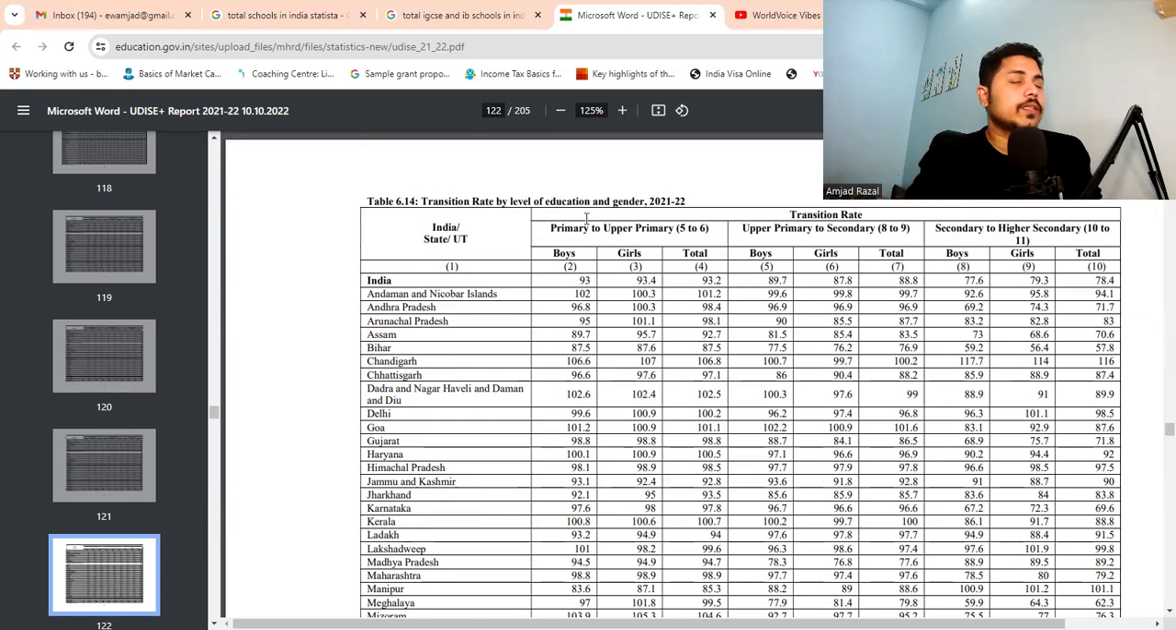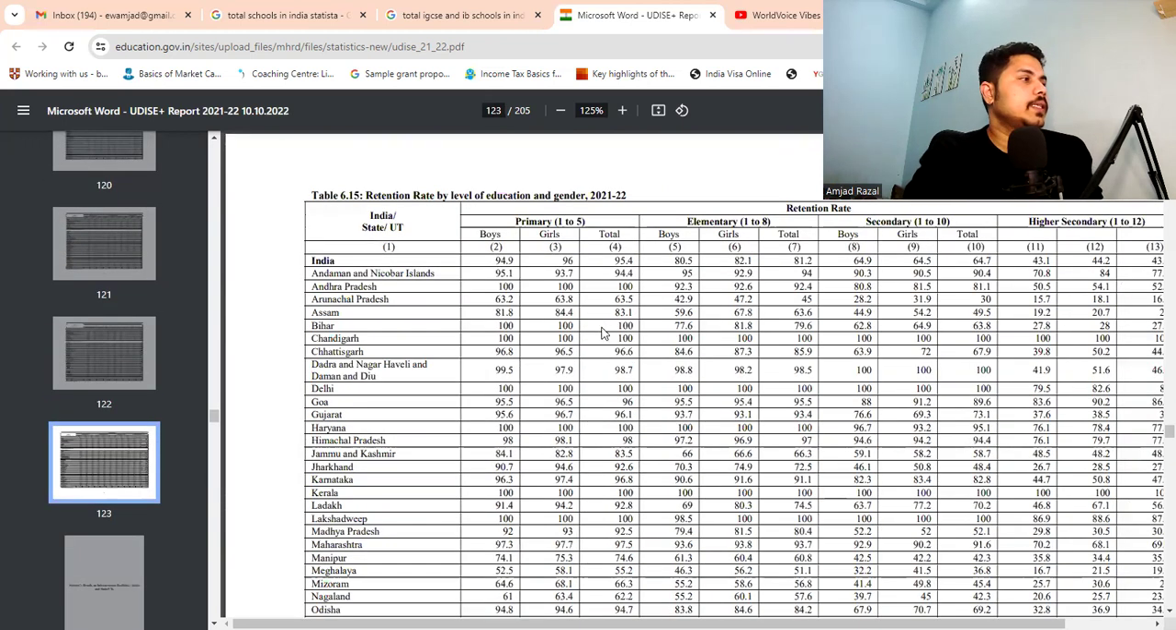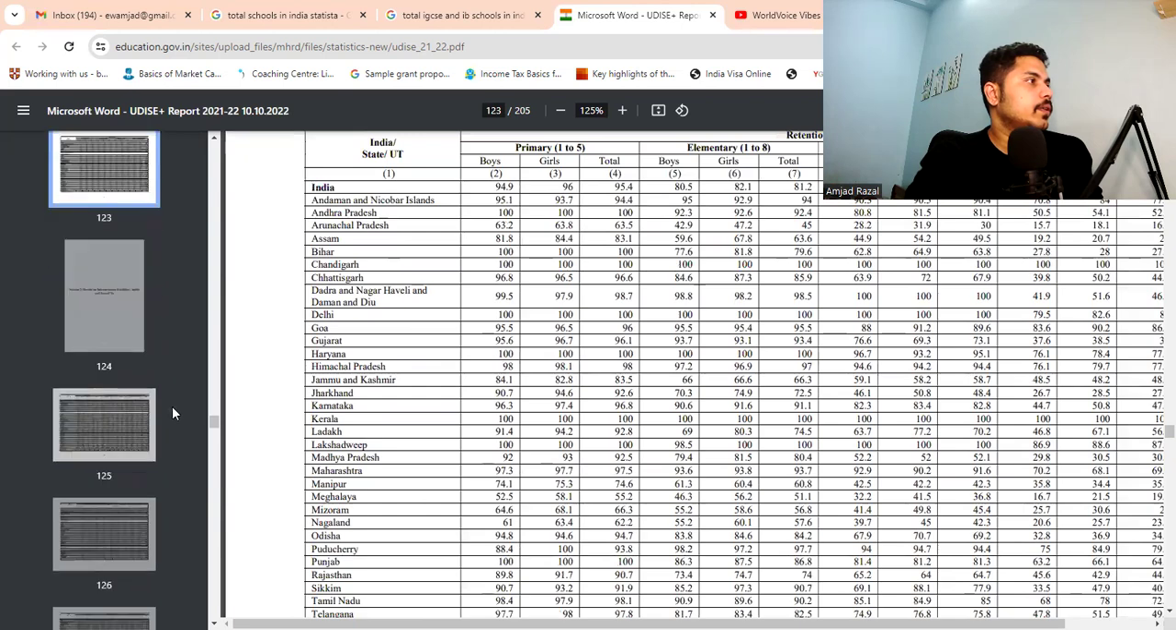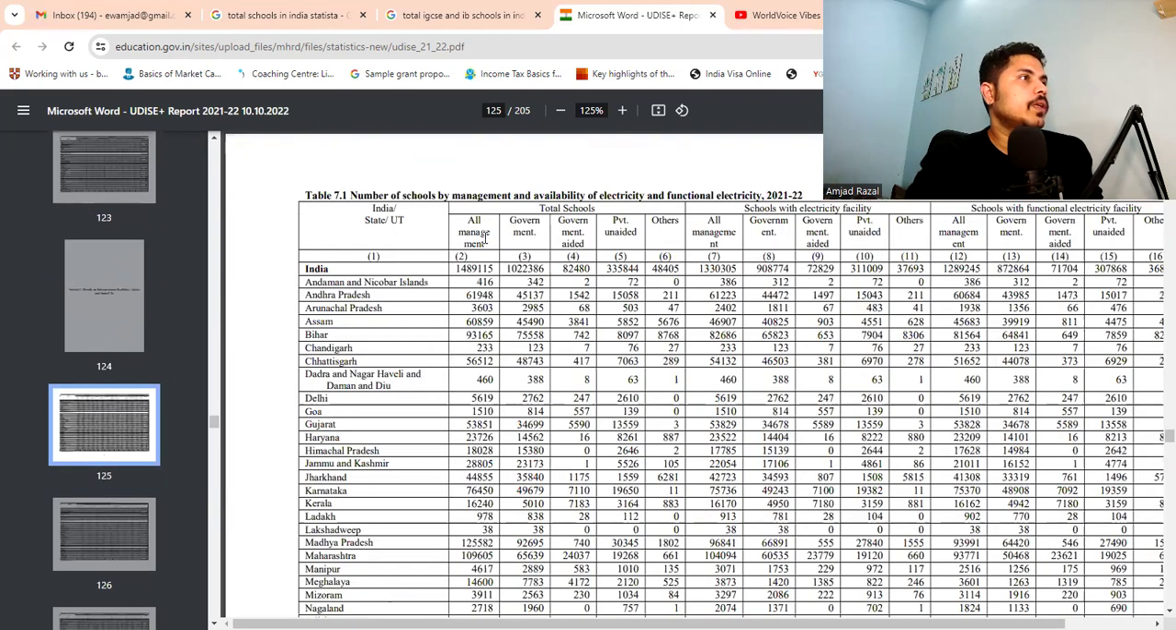And then the transition rate from one class to another class, which is similar to promotion, and it could be anything else also in terms of gender, I mean, the gender difference. Lastly, retention rate: how many students still continue in the same school.